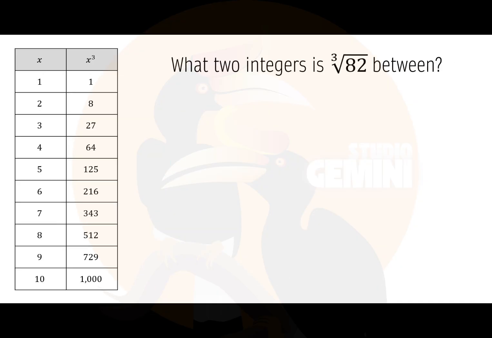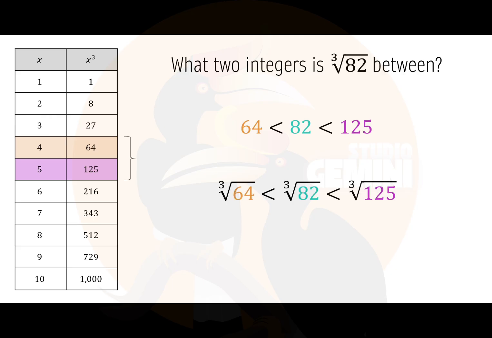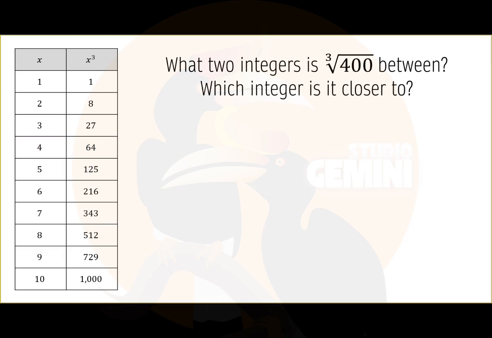Let's try some more examples together. I want to know what two integers the cube root of 82 is between. To estimate cube roots, it's really helpful to know some numbers and their cubes. For now, I've put up a chart of the first 10 perfect cubes for reference. We can find the two perfect cubes that 82 is between, 64 and 125. So, since 82 is between 64 and 125, the cube root of 82 must be between the cube root of 64 and the cube root of 125. Since 64 and 125 are perfect cubes, we can then say that the cube root of 82 is between 4 and 5.